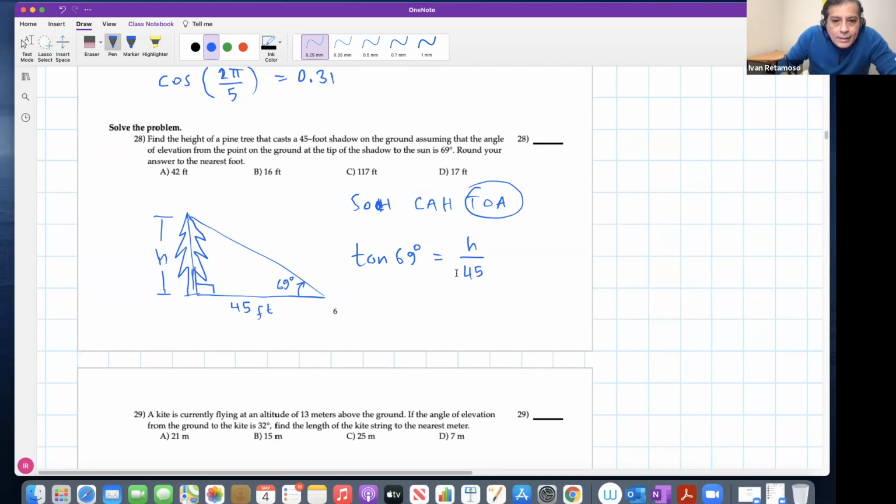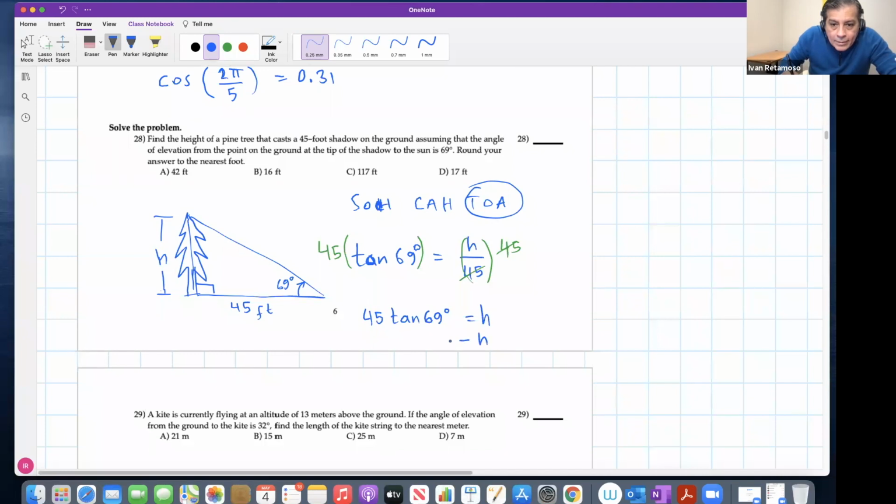Then after that, tangent of 69 degrees, it's just a number, a real number, right? Let's treat it as a number. So imagine there is a number there. One thing I can do to solve this equation is to multiply both sides of this equation by 45. And doing that, I get rid of this 45 and I get my height completely isolated: 45 multiplied by the value of tangent of 69 degrees, right?